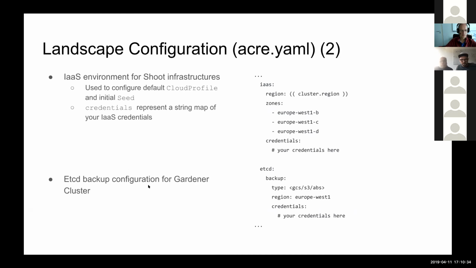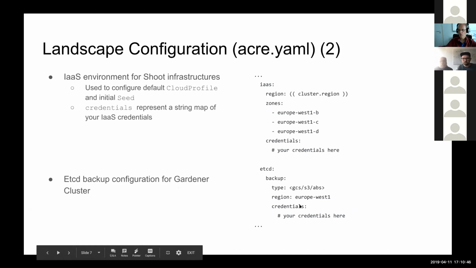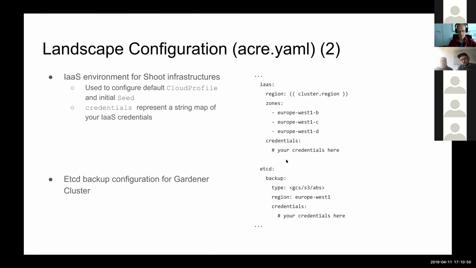The next part is the etcd part. For etcd, we need a backup bucket where you can specify on which infrastructure this should be, also the region, and here you can also specify the credentials. As you can see, with the setup you can mix and match, for example running it on a GKE cluster, but using DNS record handling and a backup on Amazon. We don't prohibit that.